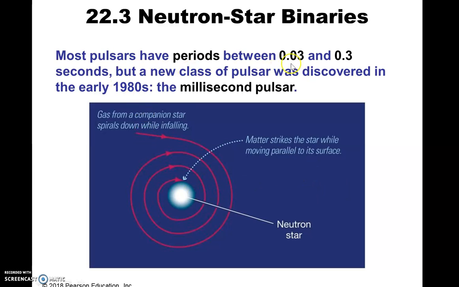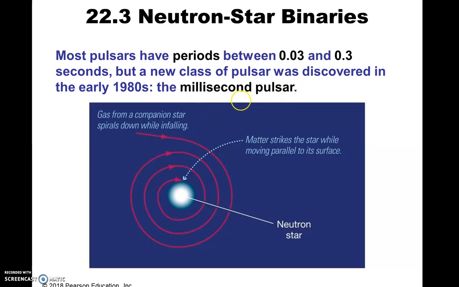Let's see. Most pulsars have periods of anywhere from 0.03 to about 0.3. So they're rotating faster than once every second. And then in the 1980s, so you're going back 40 years, all pulsars since the 1960s till the early 1980s were of this range, anywhere from about 0.3 to 0.03 roughly was their period of rotation.